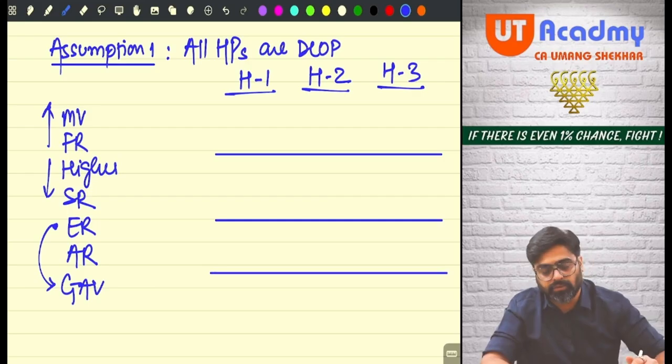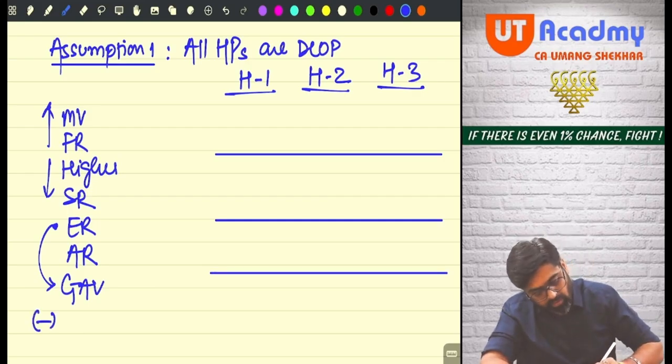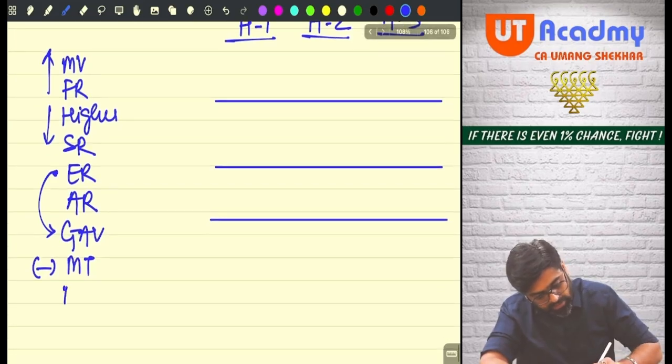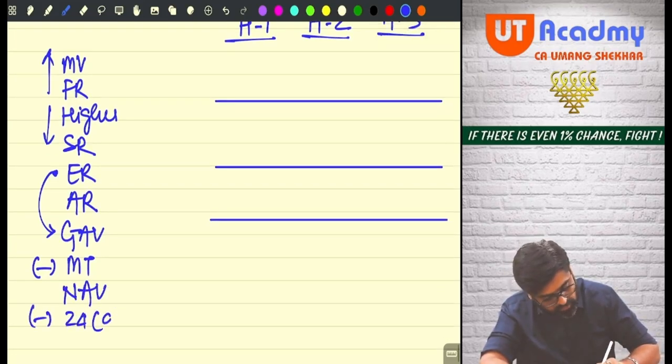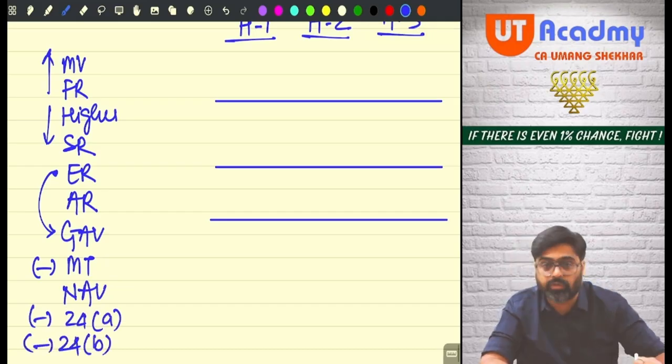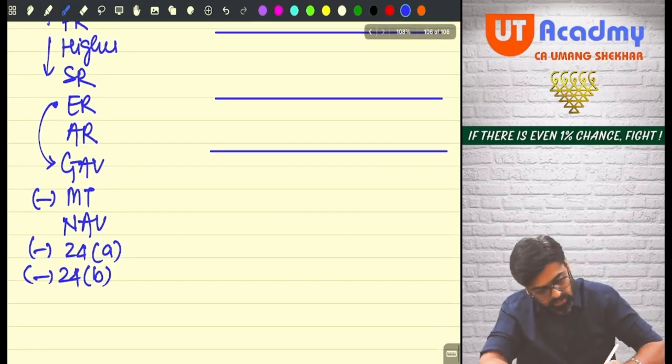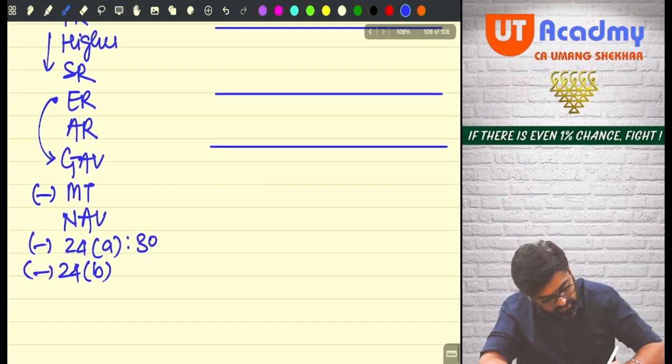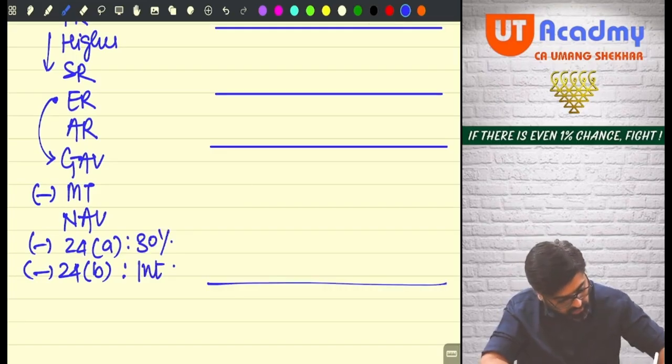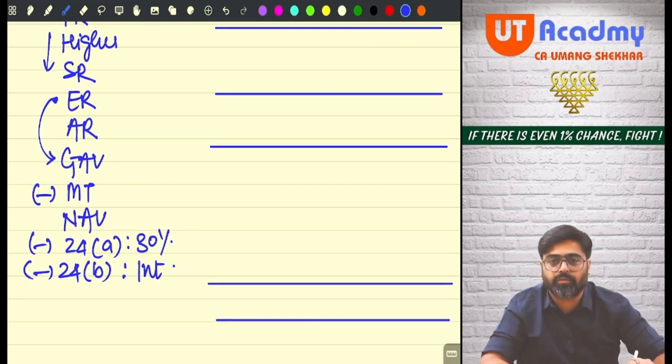But pay attention. Now from this GAV, what will you do? You will reduce municipal taxes. You will get NAV. And from that you will take two deductions: 24 clause A, standard deduction, and 24 clause B, interest on housing loan. Yes or no? This is 30% standard deduction and this is interest on housing loan. Sure? Now you will get final incomes for all the properties, assuming that all the properties are DLOP.